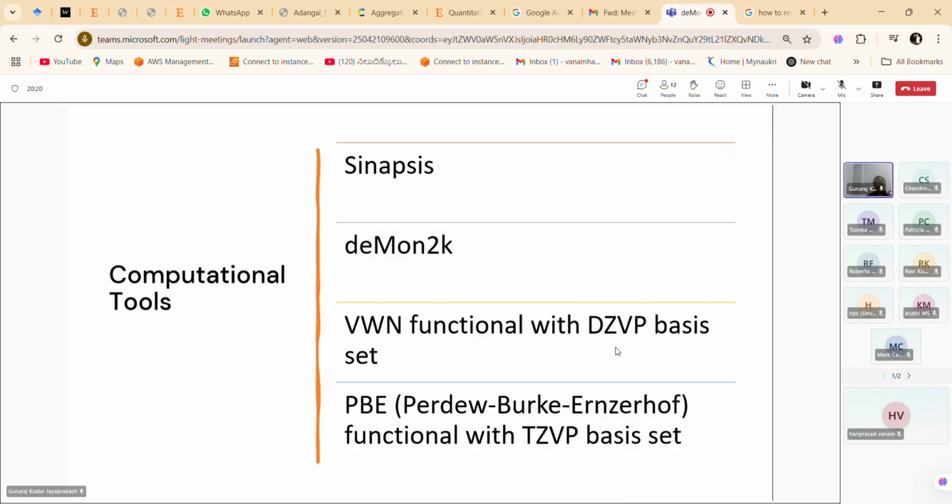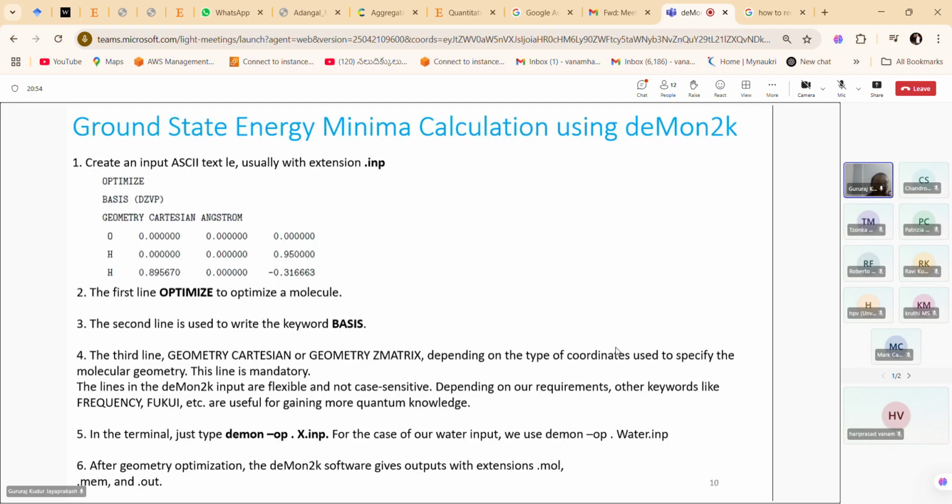For almost all our papers, we have used the Synapsys software, which was developed by my guide, Professor Roberto Flores Moreno, at the Universidad de Guadalajara in Jalisco. For finding energy minima, we are using deMon2k. In particular, we are using the VWN functional with the DZVP basis set for energy optimization. Once after optimizing the energy, we are using the PBE functional with the TZVP basis set for Fukui calculations.